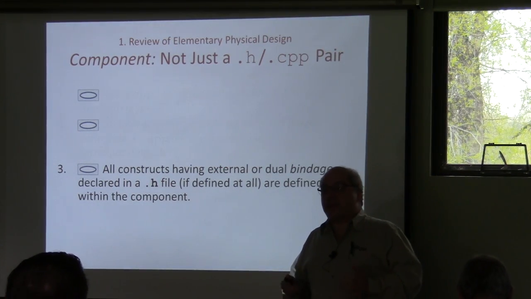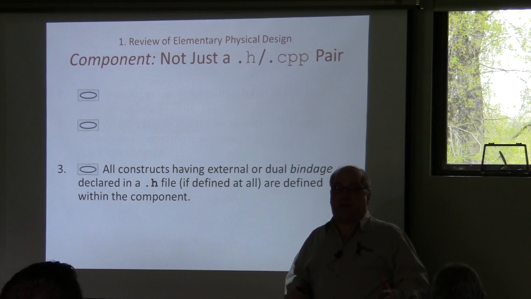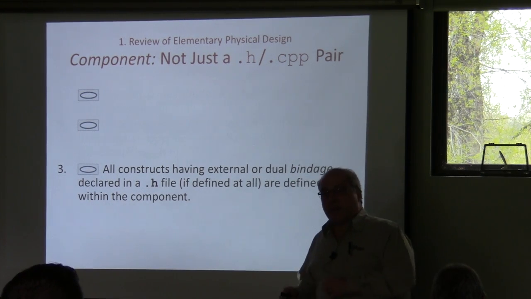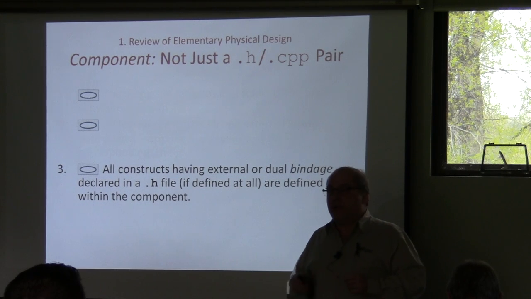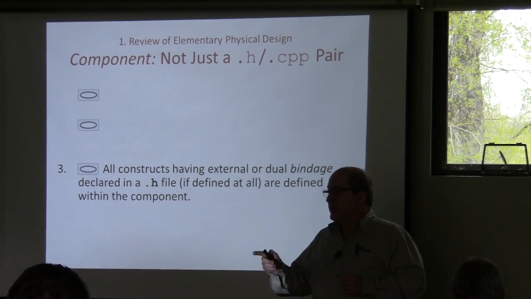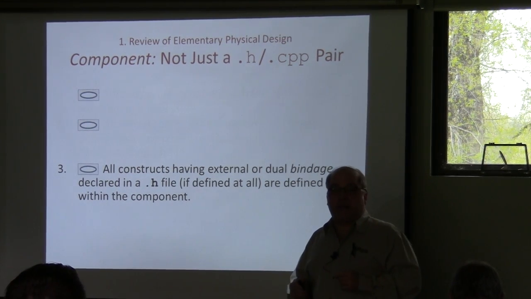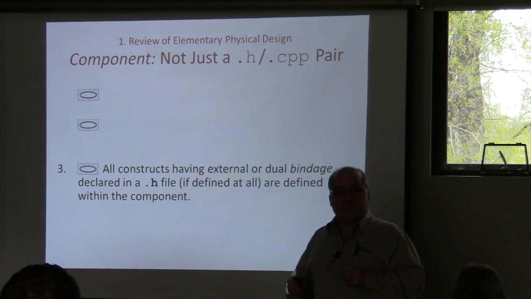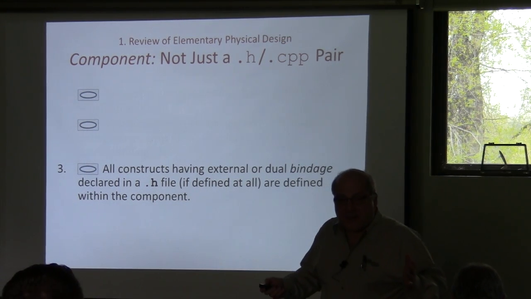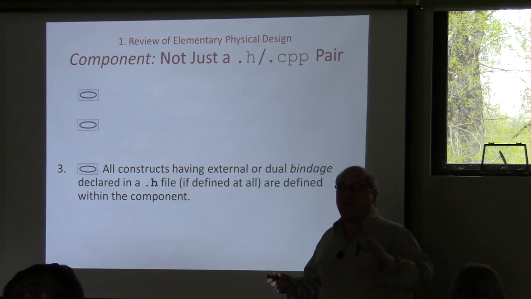And then there are a couple of constructs in C++ that might be resolved by the compiler, or they might be resolved by the linker. And I say that those constructs have dual bindage. Would anybody care to venture a guess as to what one or both of those dual bindage constructs are? Inline function. How about the other one? Const expressions. Const expressions. This is not what I had in mind.